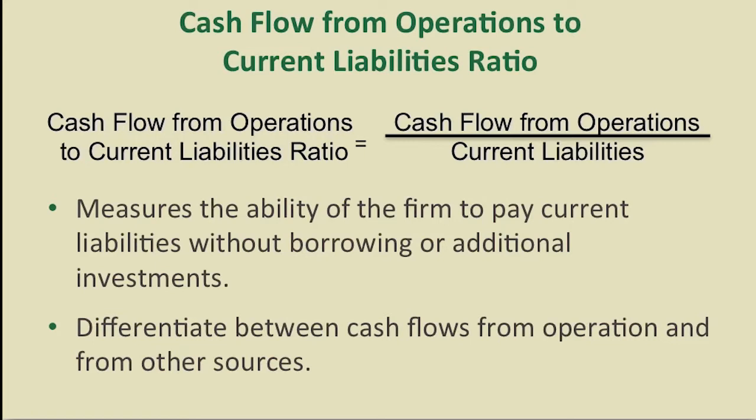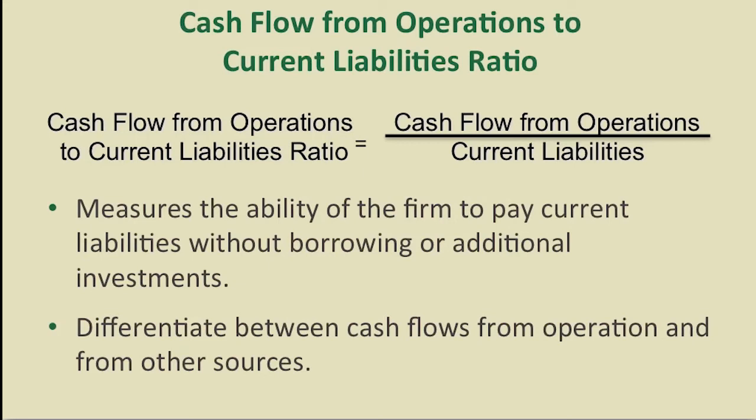The third ratio we're going to talk about to analyze current liabilities is called the cash flow from operations to current liabilities ratio. It equals cash flow from operations divided by current liabilities. Cash flow from operations is a number we can find from the statement of cash flows. For current liabilities, usually we replace it with average current liabilities, which equals last year's plus this year's current liabilities divided by 2. So this ratio measures how much operating cash flow this firm can generate to cover every $1 of current liabilities. That measures the ability of the firm to pay current liabilities without borrowing or additional investment.